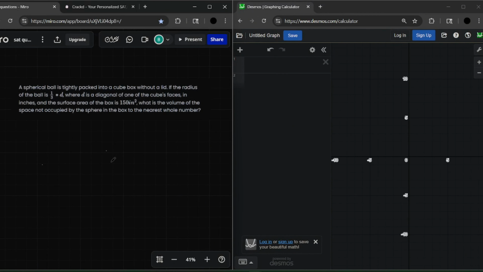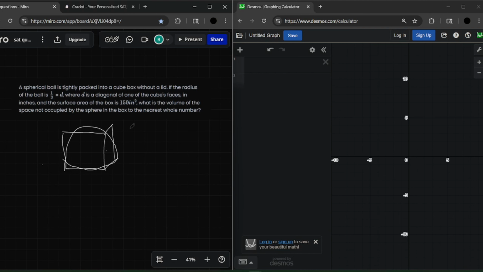Here's a really hard module 2 question. So a spherical ball is tightly packed into a cube box without a lid. Okay, so let's draw a little diagram here. So this is the cube, right? And we have no lid. And we have a spherical ball inside. Yeah, they call me Picasso.